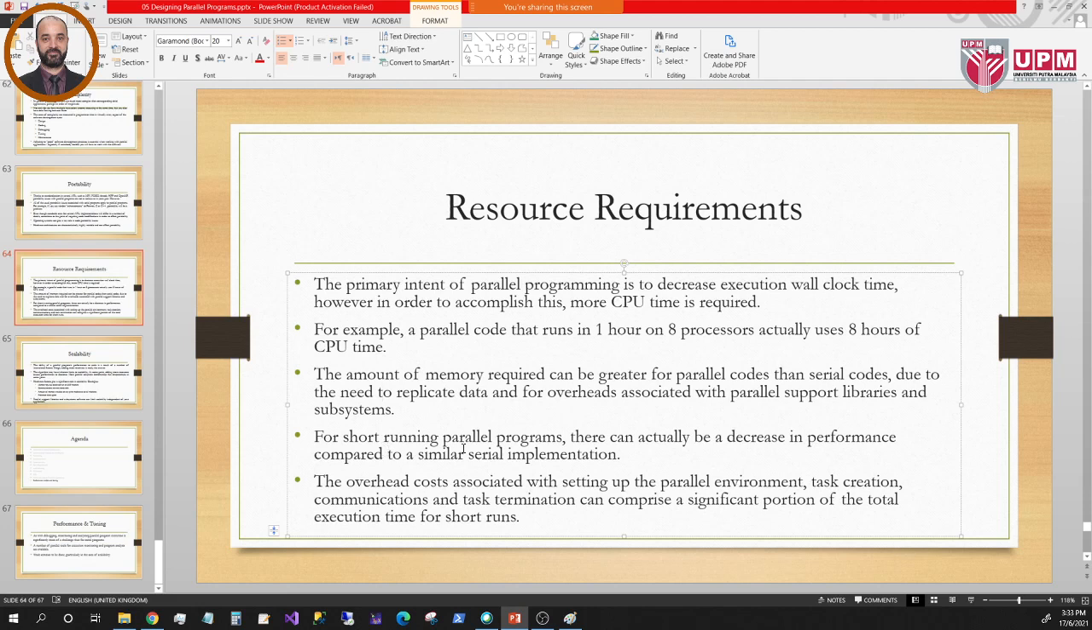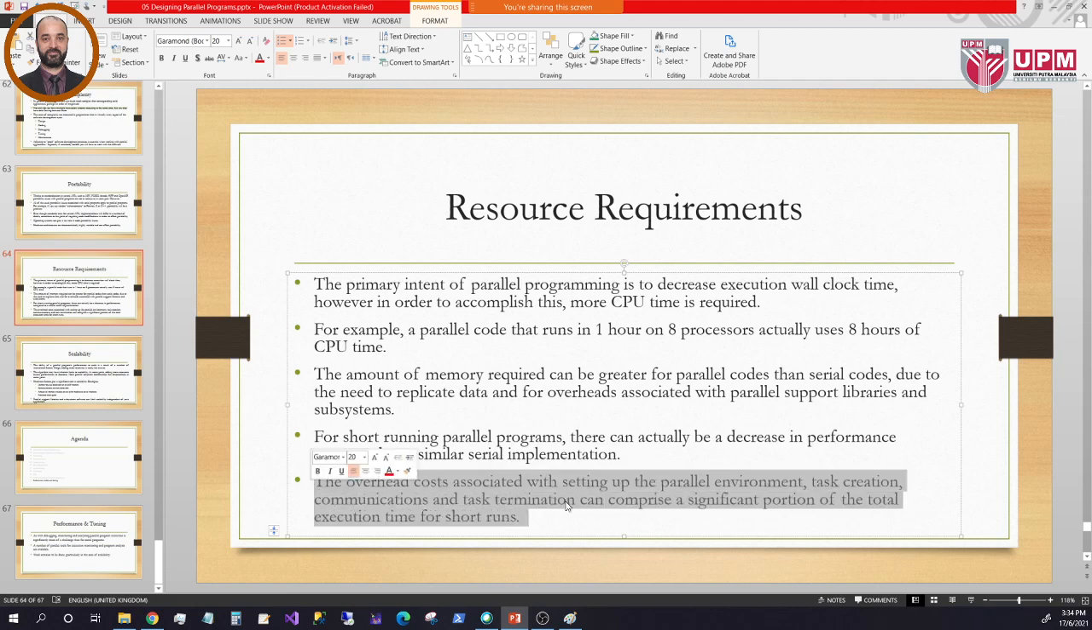That's why in parallel programs, the memory use is higher compared to the sequential. So for short running parallel programs, there can actually be a decrease in performance compared to a similar serial implementation. Yeah, this is for sure. The overhead costs associated with setting up the parallel environment, task creation, communications, task termination can comprise a significant portion of the total execution time for short runs.